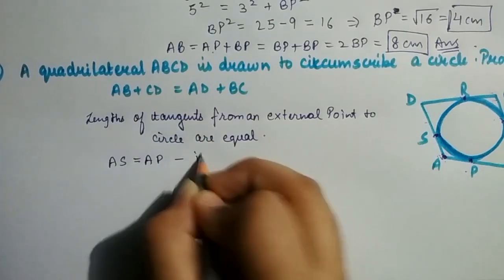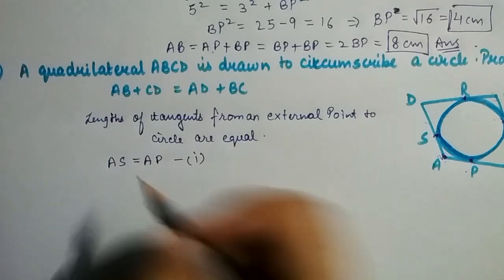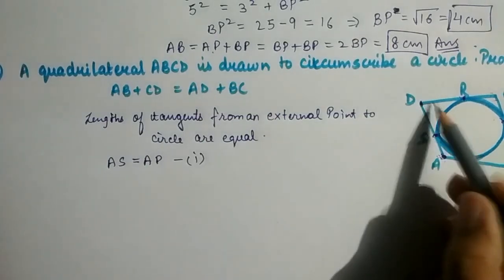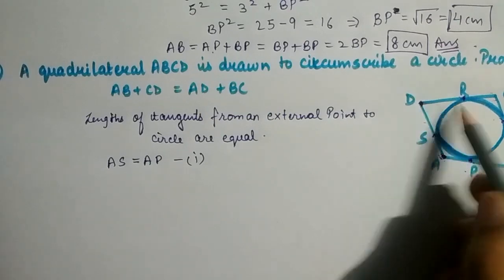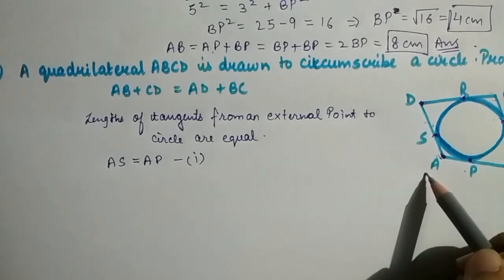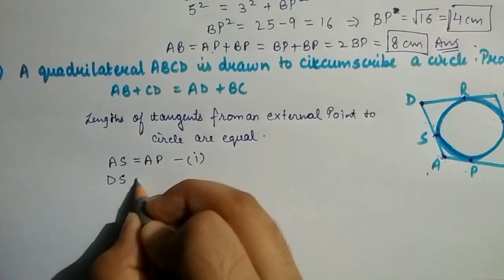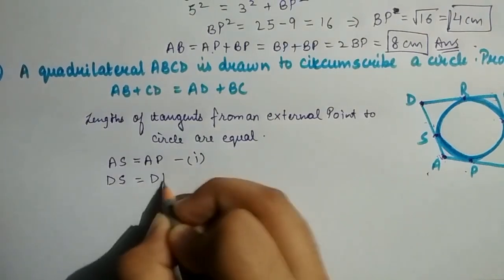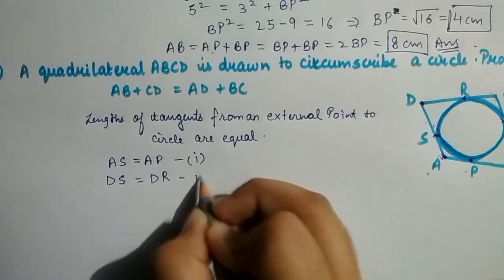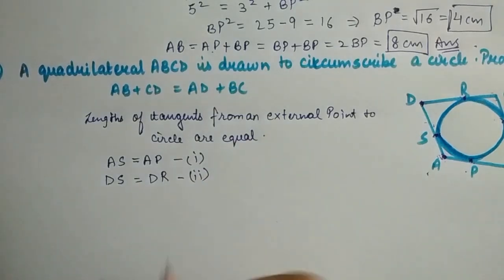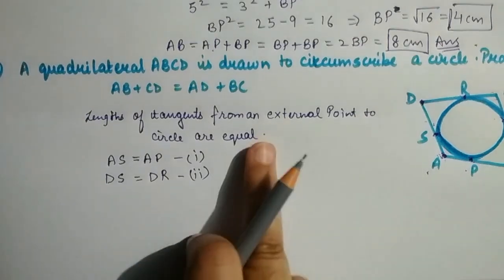This is equation 1. Similarly you will say D is also an external point. From this point two tangents DR and DS are drawn to the circle. So you will say here also DS is equal to DR, because the lengths will be equal as they are drawn from the external point D. We are using this theorem only.